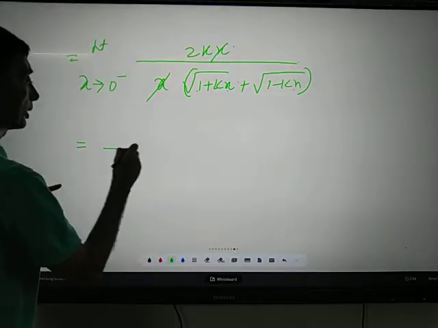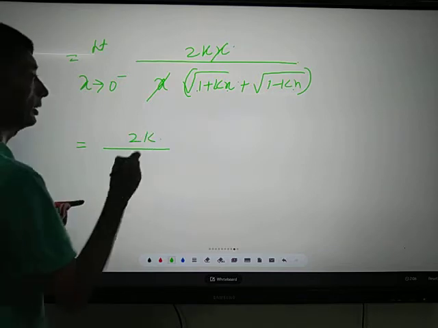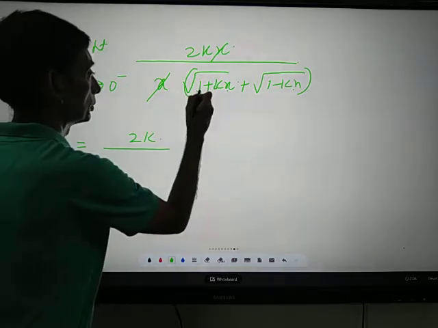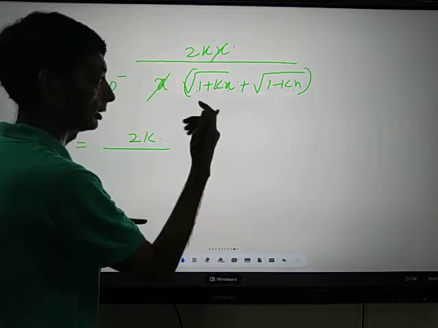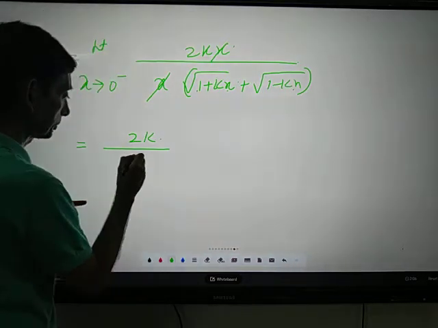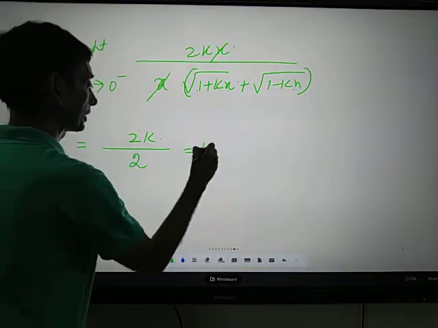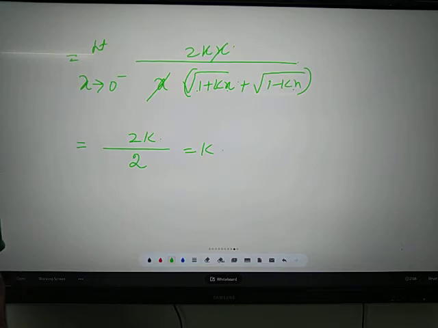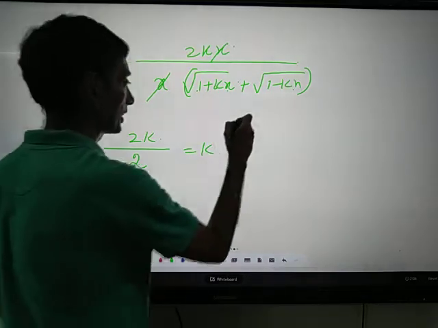So what will be left out? The numerator is 2k, and the denominator is root 1, which is 1, and this is root 1, also 1. So it will be equal to 2k. So we get the value of the left hand limit as equal to k. Now just find the right hand limit.